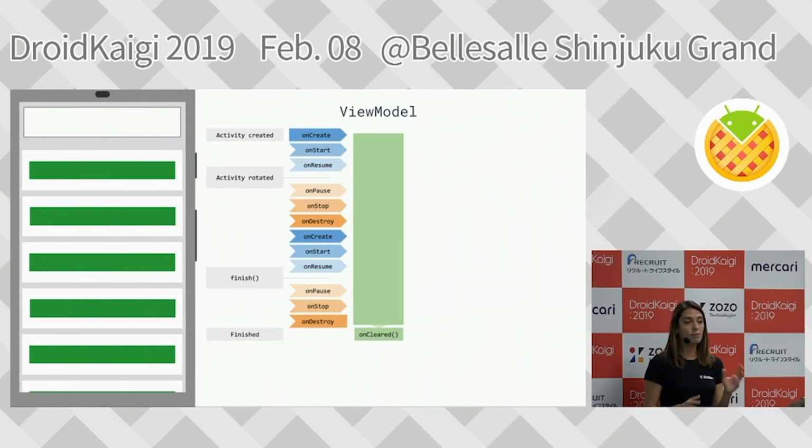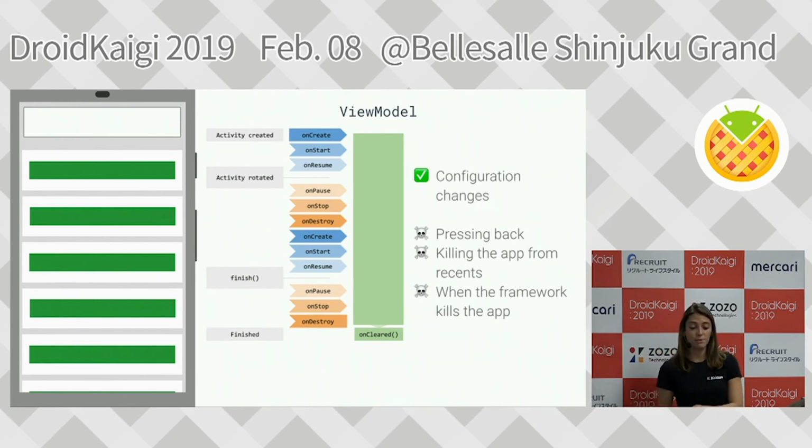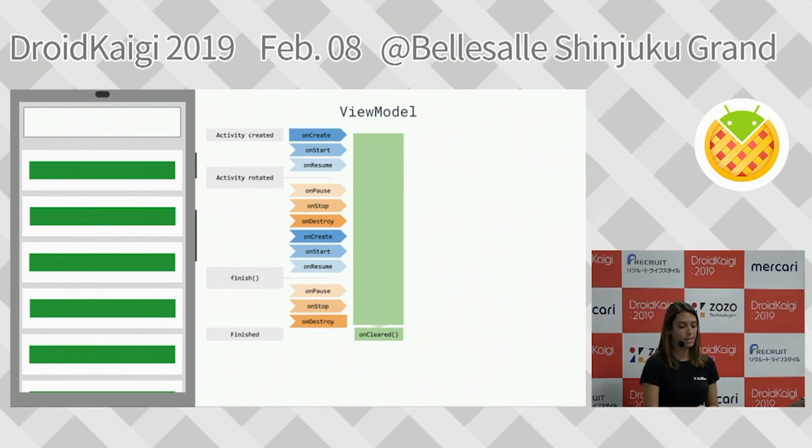More precisely, the ViewModel is destroyed when the activity or fragment is completely destroyed. So this means that the ViewModel will survive configuration changes, but it won't survive things like pressing back, killing the app, for instance, or when the framework kills your application. When the ViewModel is destroyed, the onCleared method is called. So this means that onCleared is the point where you should be unsubscribing from any listeners, or canceling any requests that you might be making.